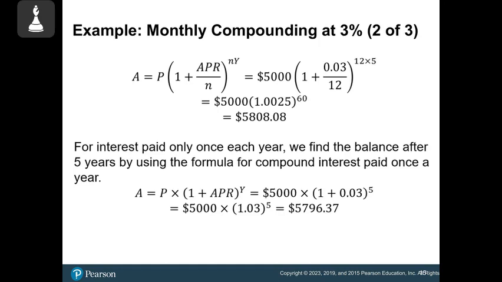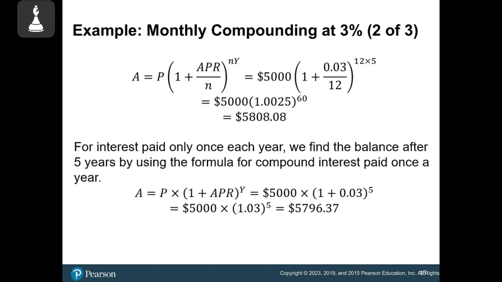We can simplify a little bit here if you want to. 5,000 times, we can do this addition here. The 1 plus 0.03 over 12 is going to give me 1.0025. And the power simplifies, 12 times 5 is 60. We could then go to our scientific calculator and you're going to get $5,808.08 is the amount in your account after those 5 years.